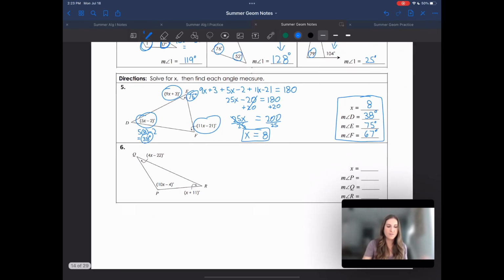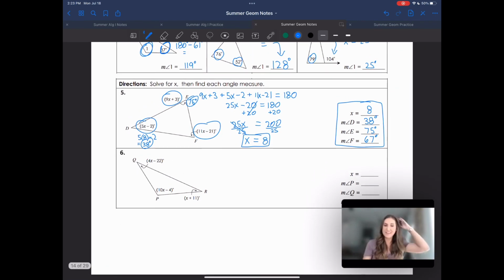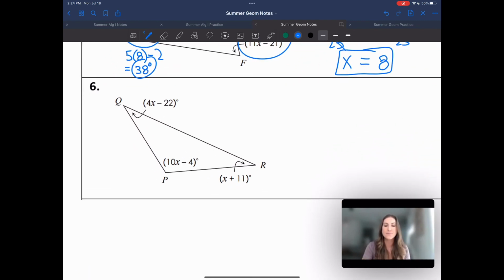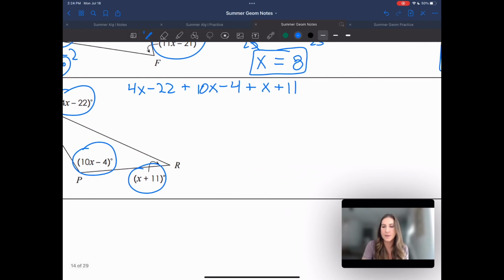Okay, we are on our very last problem, if you're still with me. So feel free to try this one on your own. Otherwise, we're gonna go through this one pretty quickly. It's very similar to the one we just did. They give you an expression for all 3 angles. So I'm gonna add them all together, set them equal to 180. Start with this one. 4x minus 22 plus 10x minus 4 plus x plus 11. We add them up, we set equal to 180. And now it's just algebra, so now we solve.